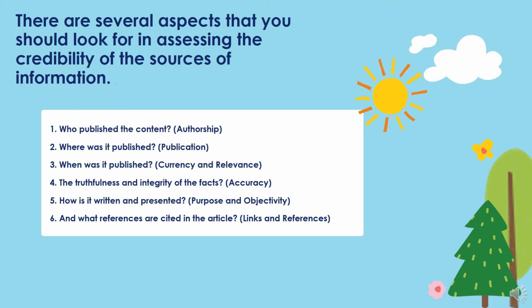And fifth, how is it written and presented? This time, we are referring to purpose and objectivity. And sixth, what references are cited in the article? That's links and references. Now, let's explain it one by one.